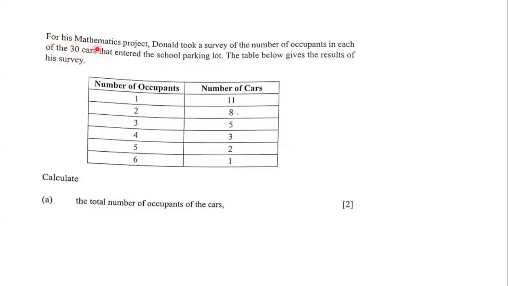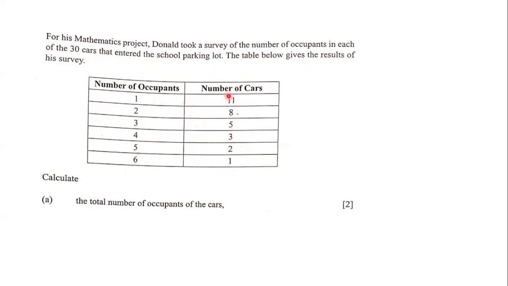For his mathematics project, Donald took a survey of the number of occupants in each of the 30 cars that entered the school parking lot. The table below gives the results of his survey. So we have a number of occupants and we have a number of cars.